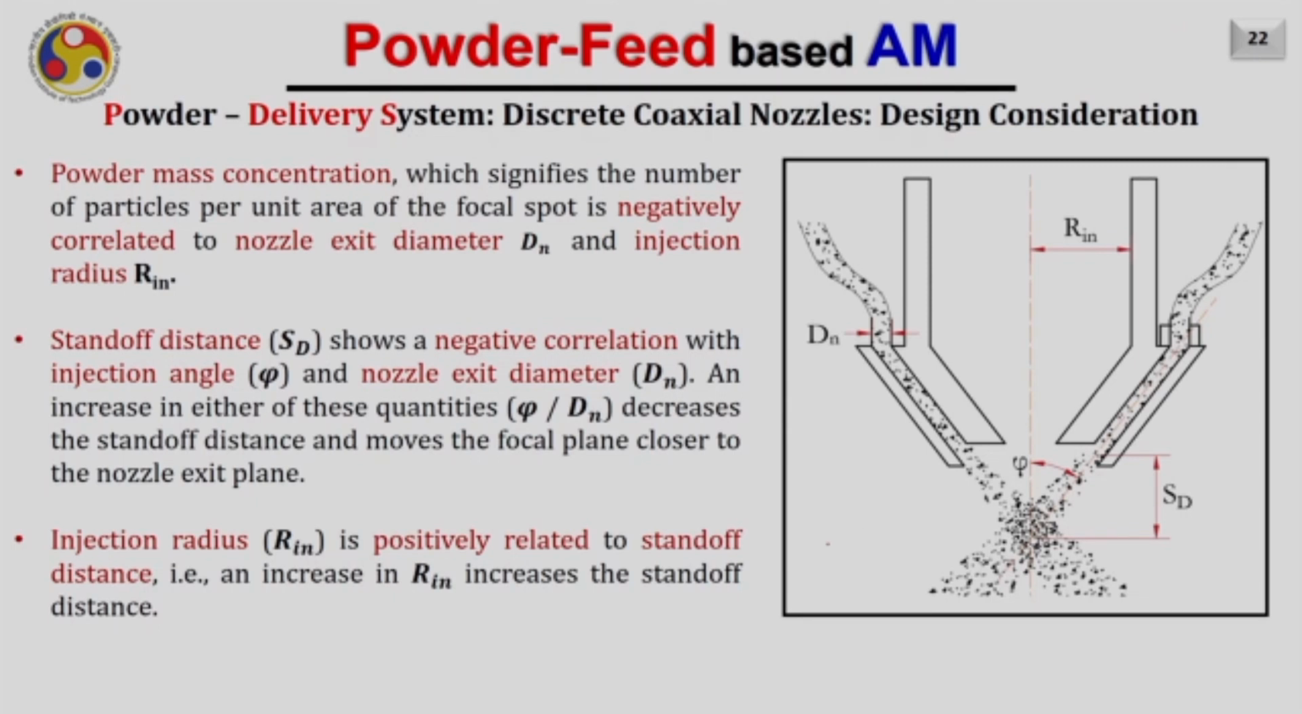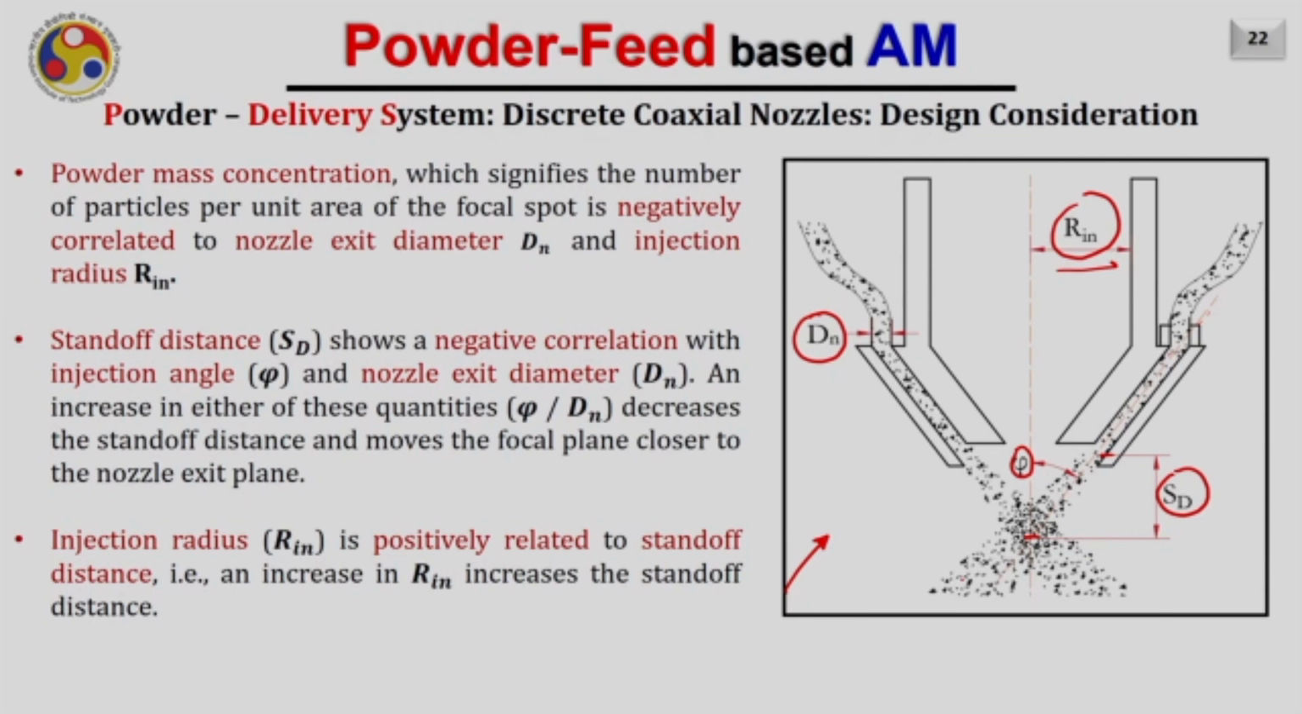What you are seeing here in this diagram is a cross section of the discrete coaxial nozzle. Here, dn shows the diameter of the exit nozzle, and there are a few nozzles like this around. Also, RIN is the injection radius of the nozzle, or in other words the cone radius at this location. ST is the standoff distance, which is the distance from the exit of the powder from the nozzle to the point where the stream attains the minimal cross section area, or the focal point. This angle is phi, corresponding to how much your nozzle is tilted from the vertical axis.